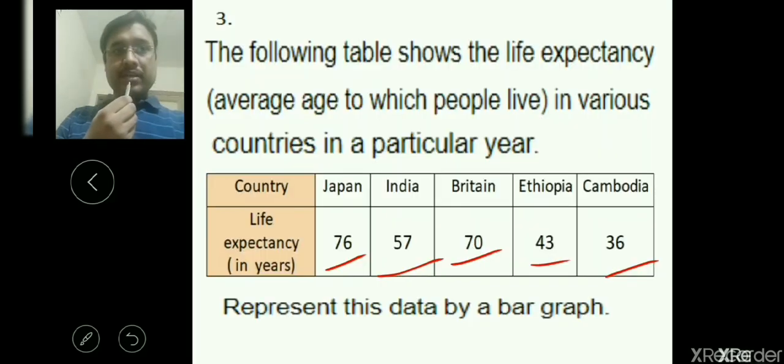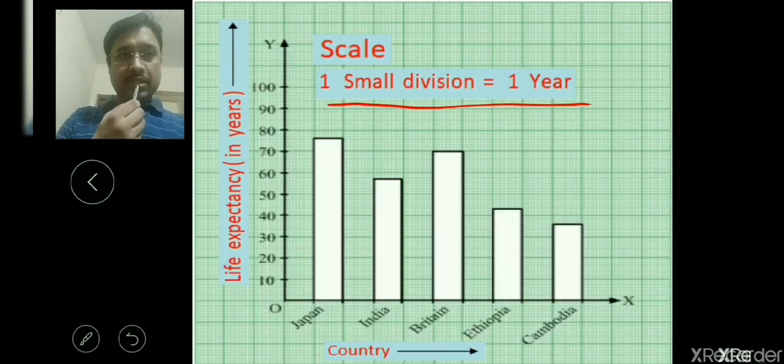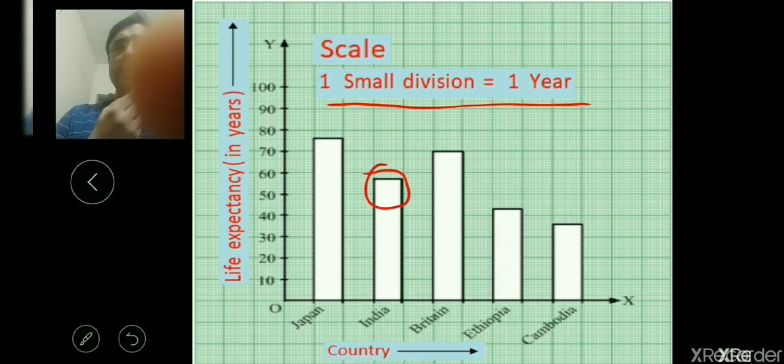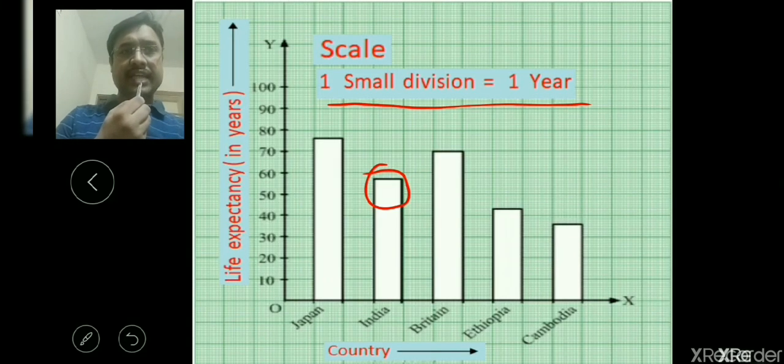Now you see Japan is shown by 76, and India 57. The data is shown like that: 76 is one step above 75, because each small division is taken as 1 unit here. Now India 57: it is two steps above 55, so it is 57. Now Britain 70, exactly 70 is taken here.